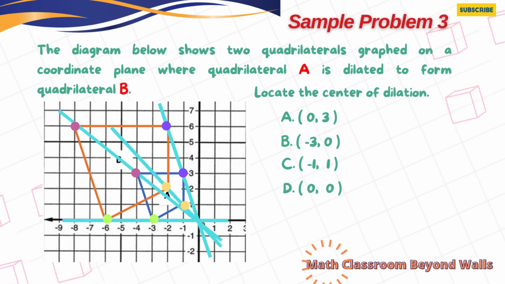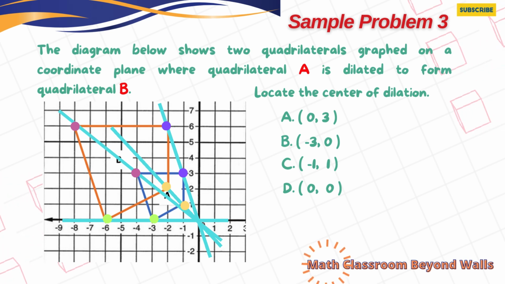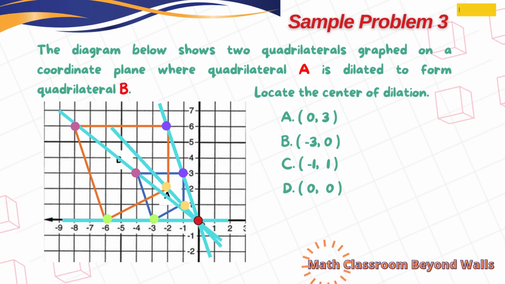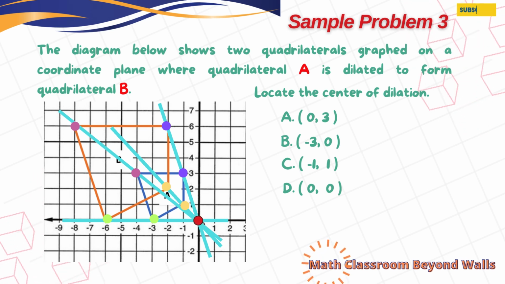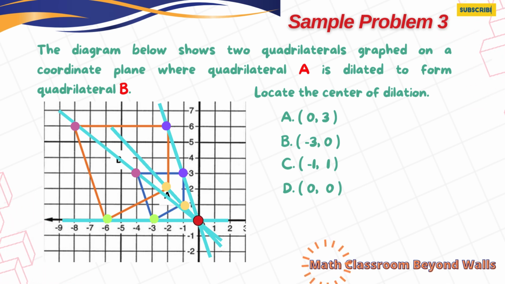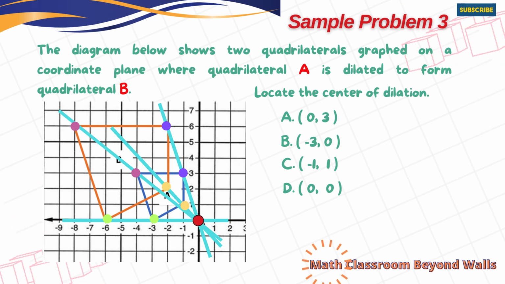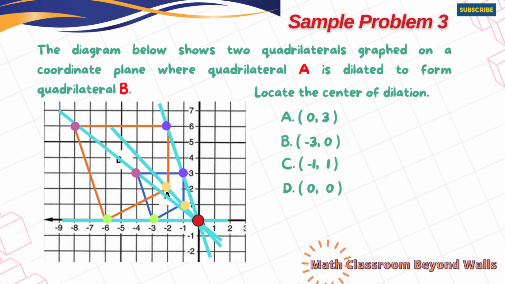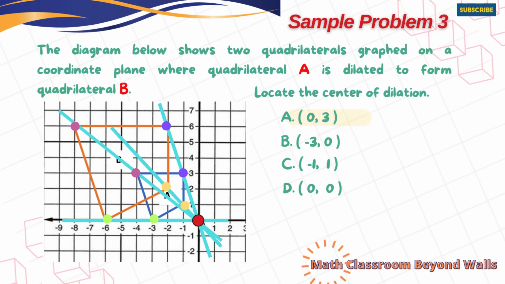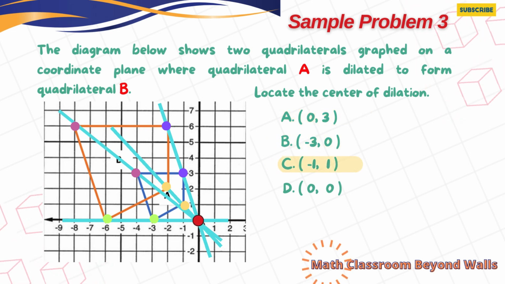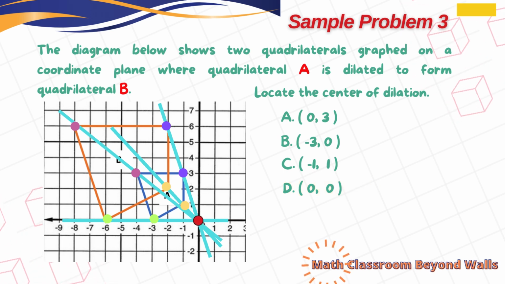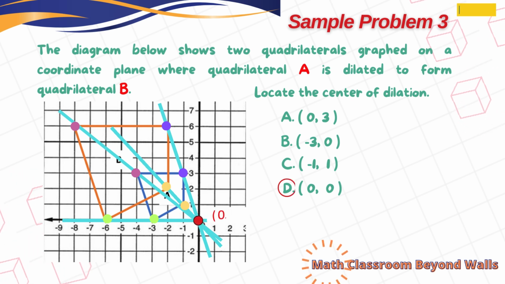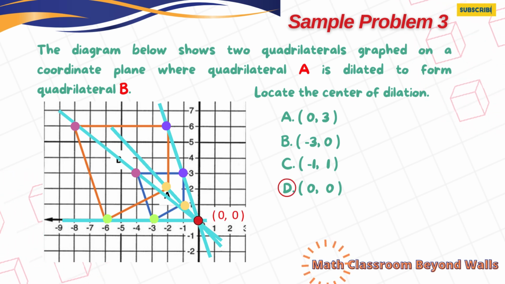Here are the lines connecting the corresponding points. The point where the lines meet is the center of dilation. Bingo, we have the answer. Okay, so what is the answer again? Is it option A, option B, option C, or option D? Okay, so the answer is option D. The center of dilation is at 0, 0, the origin. That again was easy. There you are, learners.